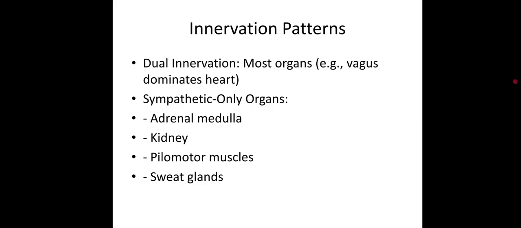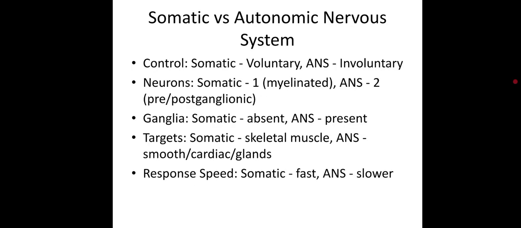So there are some organs which only receive sympathetic stimulation. That includes the adrenal medulla, kidney, pilomotor muscles, and sweat glands. If there is no sympathetic activity, there is no parasympathetic activity on these as well, because there is no supply of parasympathetic neurons to these four organs.